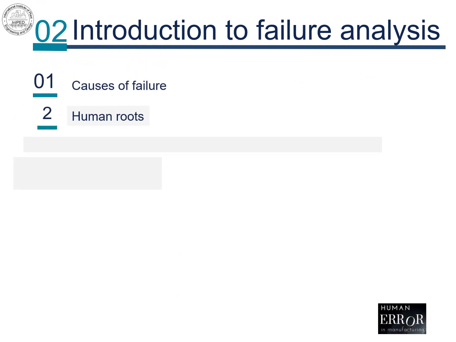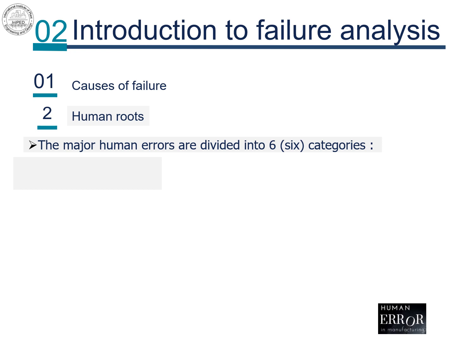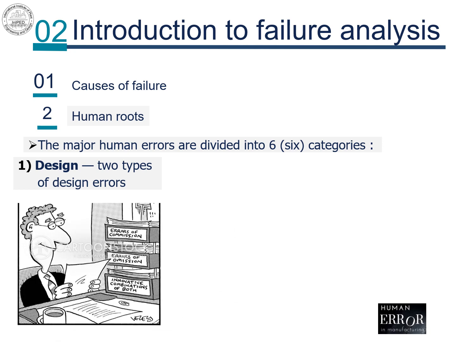The human roots are those human errors that result in mechanisms which cause physical failures. The major human errors are divided into 6 categories as follows. 1. Design. There are 2 types of design errors, those of omission and those of commission. A. An omission error is one in which the engineer or designer fails to notice a design flaw that results in a premature failure, such as a stress concentration or an improper material selection. B. A commission error is the one in which the decision is made to use otherwise acceptable design, under conditions that led to failure.